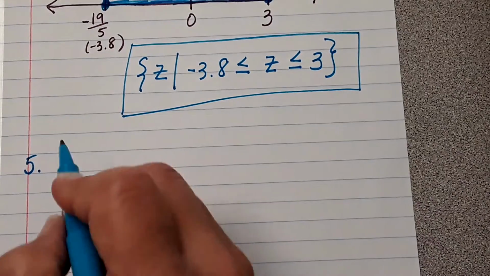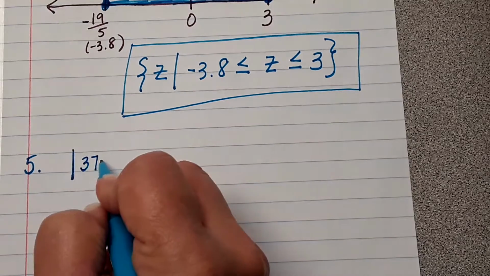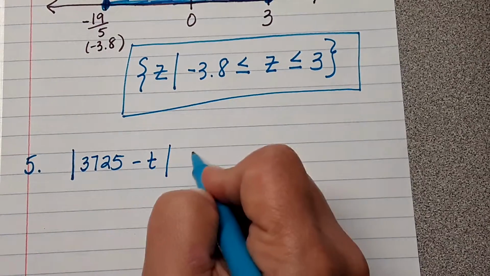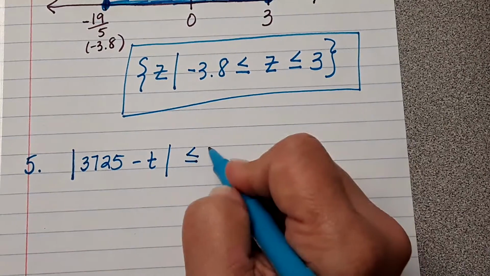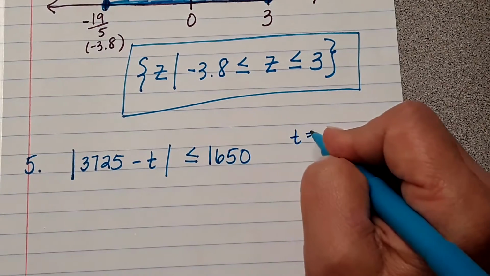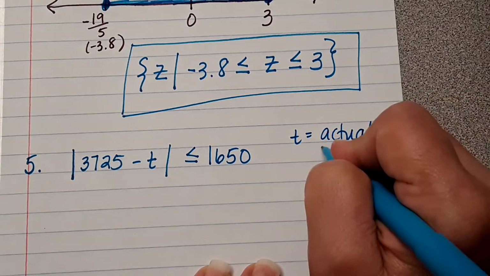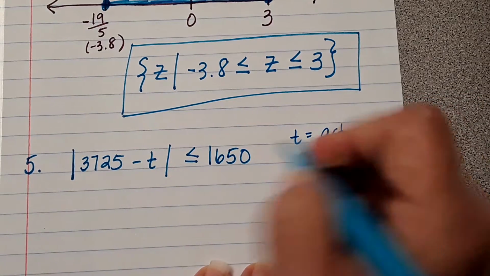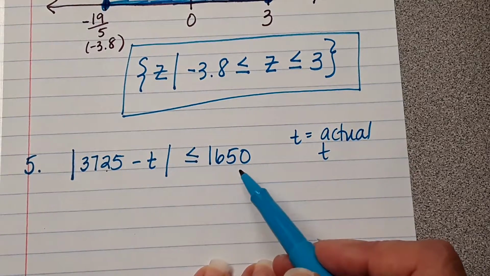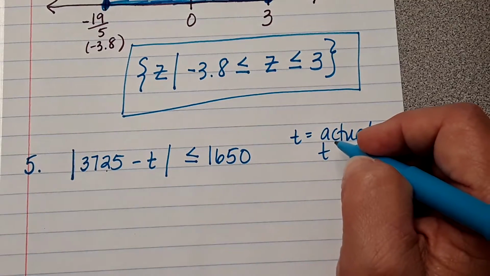So we're going to find the absolute value of 3,725 minus t is less than or equal to 1,650, and t is the actual tuition. You guys, this is the average. This is the actual tuition, give or take $1,650.